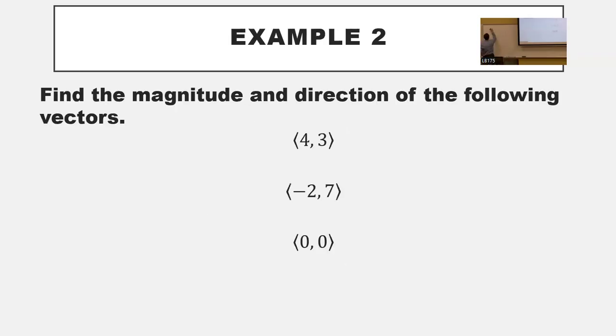So let's take a standard position vector like <4, 3>, and let's find magnitude and direction. And then we'll do the same thing for <-2, 7>. And then we'll do the same thing for the 0 vector.